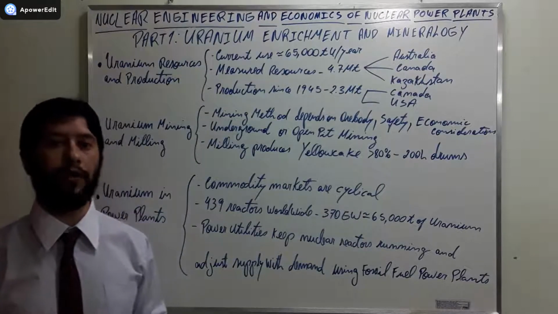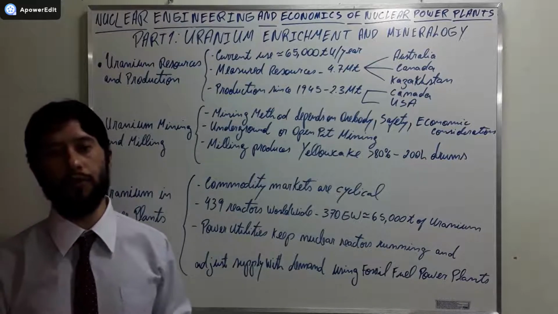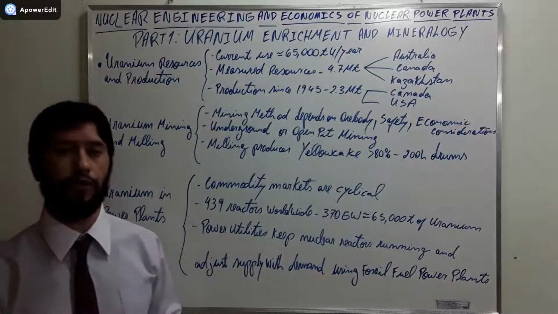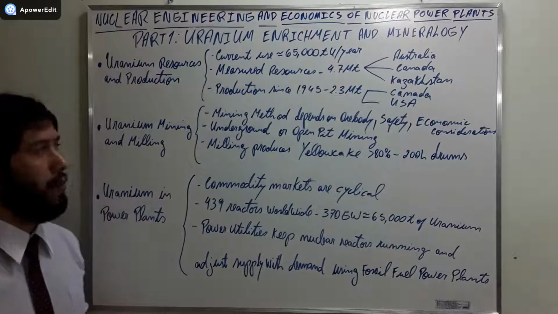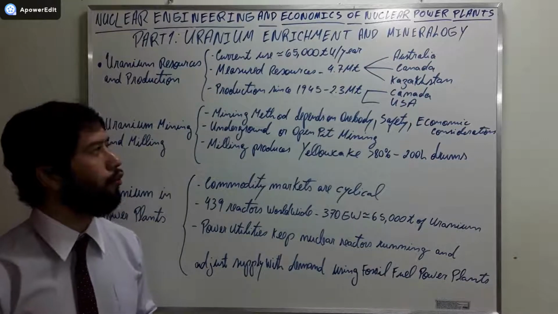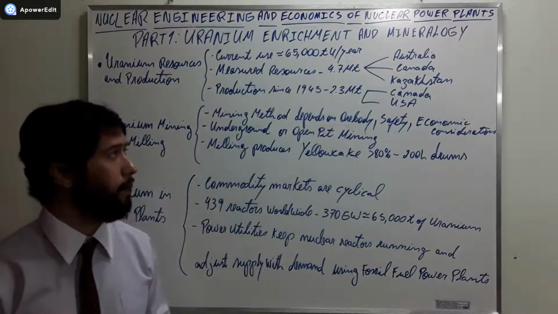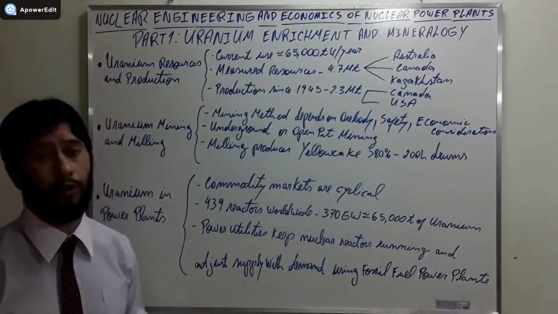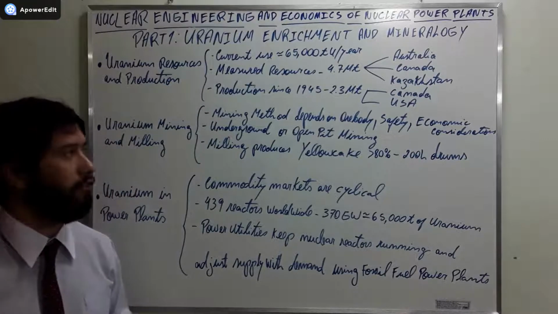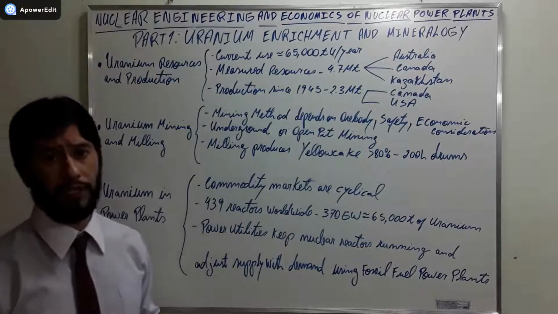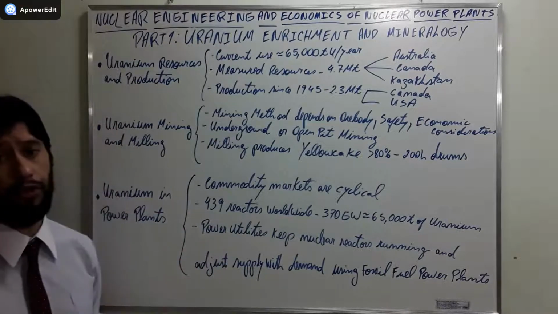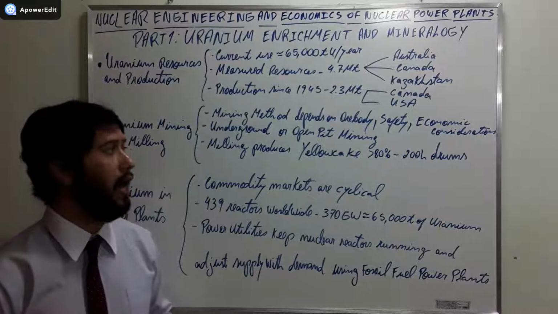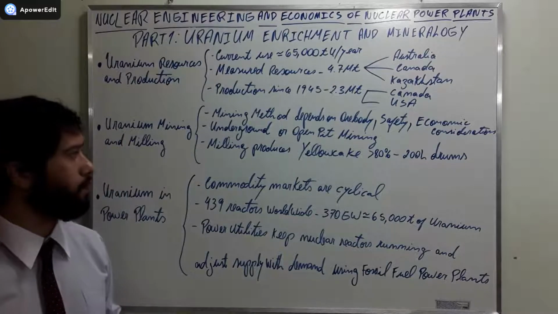Uranium resources and production. The current use of uranium worldwide is approximately equal to 65,000 tons of uranium per year, and the measured resources amount to 4.7 million tons worldwide. The countries that possess the largest resources of uranium are Australia, Canada, and Kazakhstan. The cumulative production since 1945 amounts to 2.3 million tons of uranium, and the countries that have produced the most are Canada and the United States.